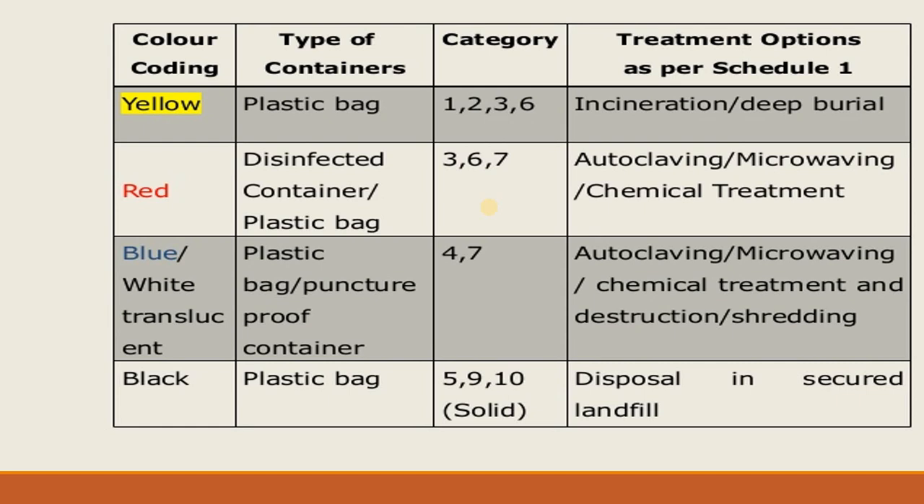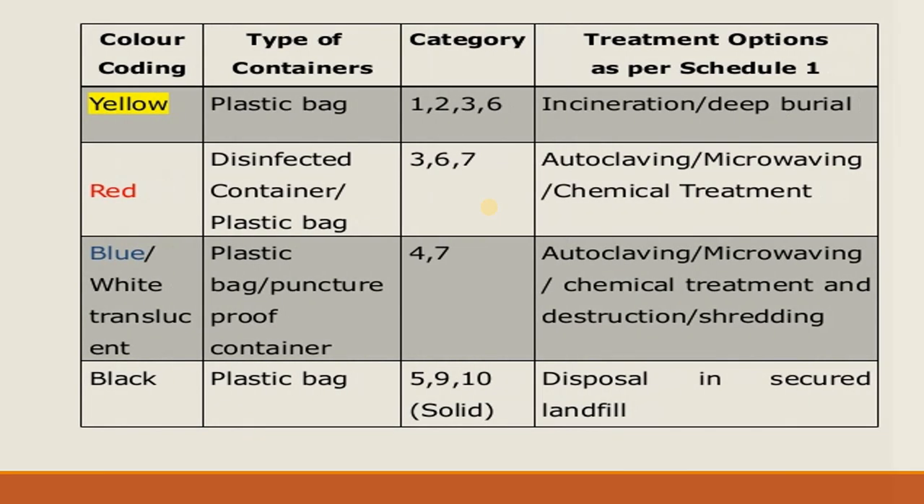Next one is blue white translucent. The types of containers are plastic bag and puncture-proof container, for category 4 and 7. The treatment option as per schedule is autoclaving or microwaving, chemical treatment and destruction and shredding. Next one is black plastic bag, for category 5, 9, 10 solid. The treatment is disposal in secured landfill.